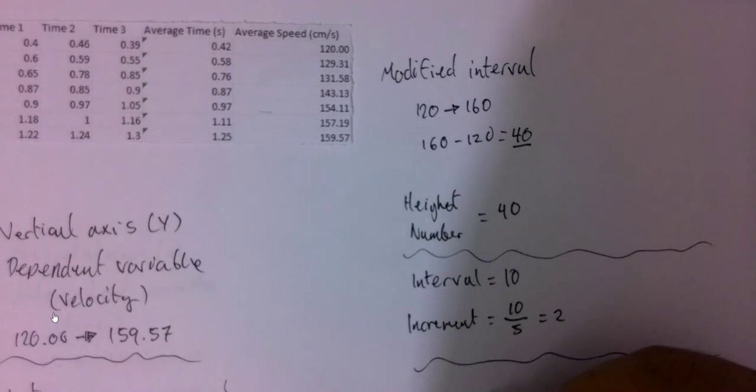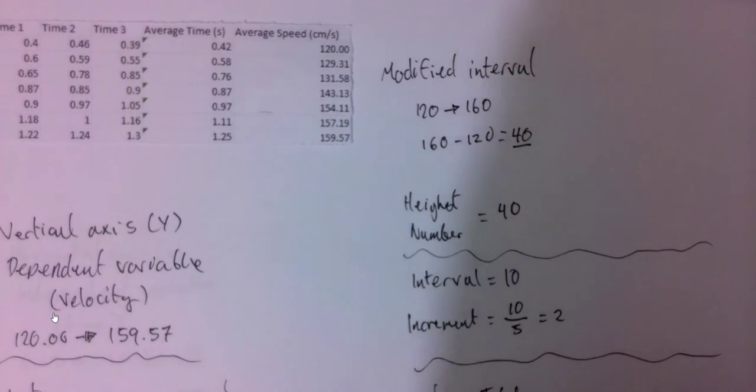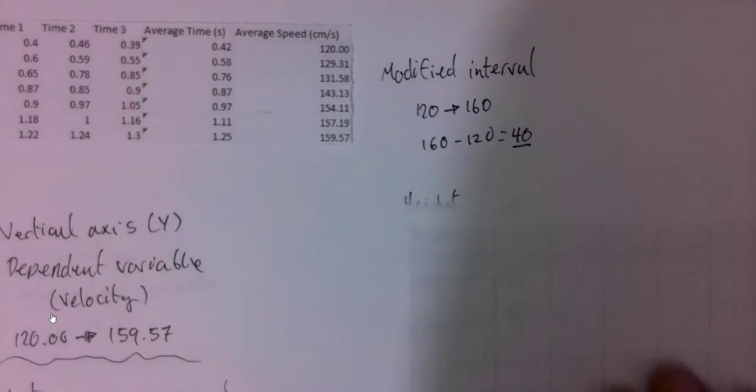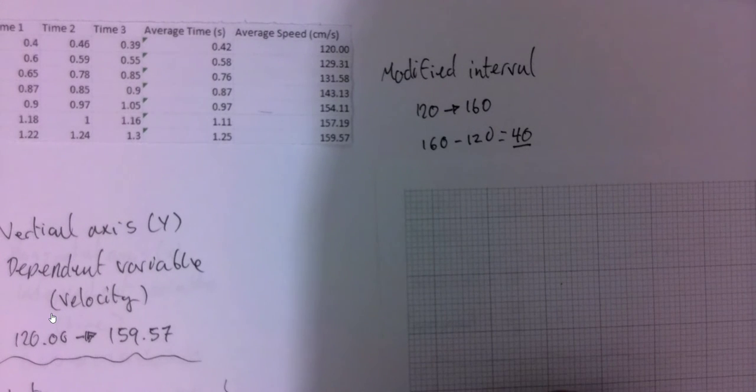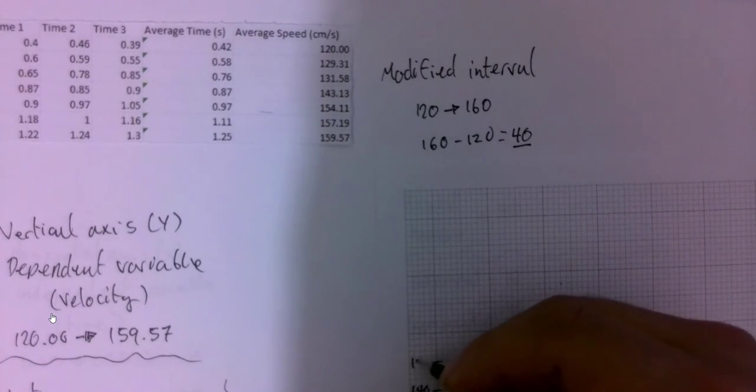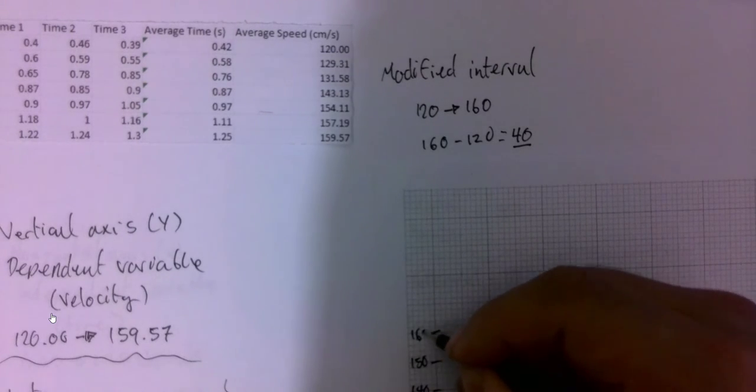And now we figure out the total number of intervals, which is equal to 40 divided by 10. We find out that there's 4 in total. So let's do that. So that looks like this. So here, that's going to be equal to 120. It's going to be equal to 130, 140, 150, and that's going to be equal to 160, right?